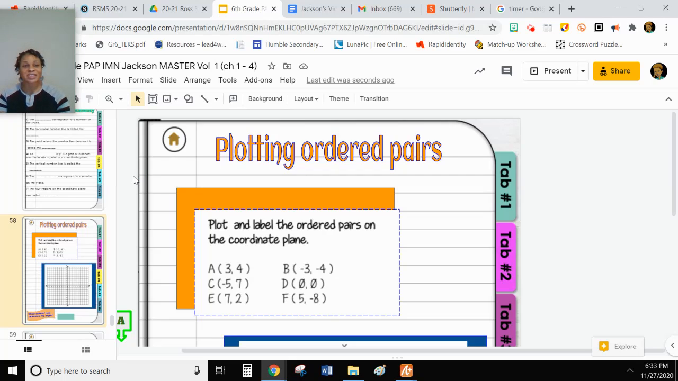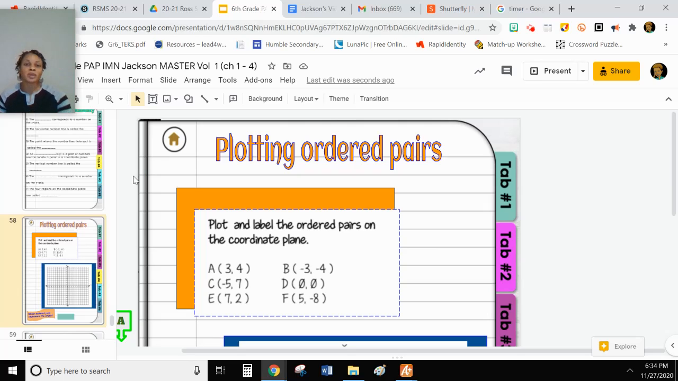Today we're still looking at 6.11a, which says I can graph points in all four quadrants using ordered pairs of rational numbers. Today we're going to focus our attention on plotting ordered pairs, but let's remember what a coordinate plane is. A coordinate plane is formed by the intersection of a horizontal number line and a vertical number line. The number lines intersect at the origin and separate the coordinate plane into four equal regions, each called quadrants. So that's what we learned last time.